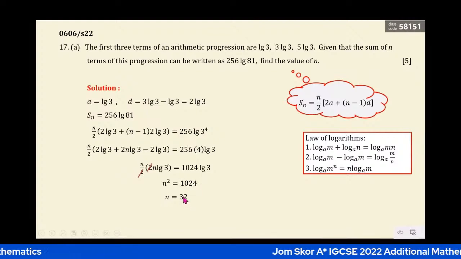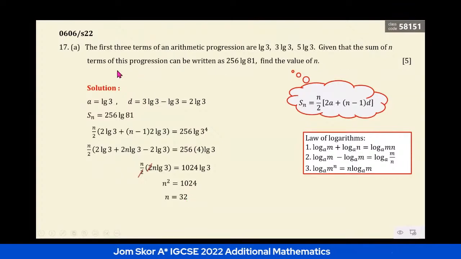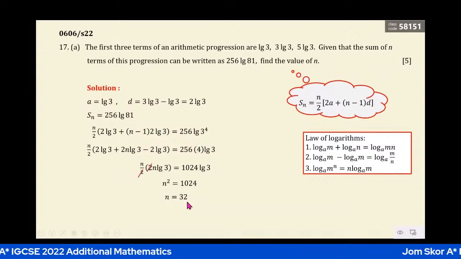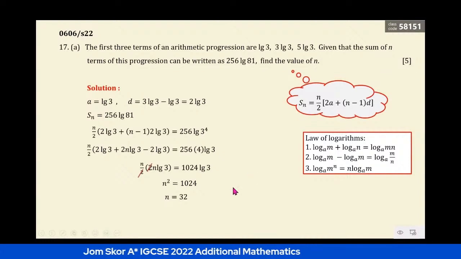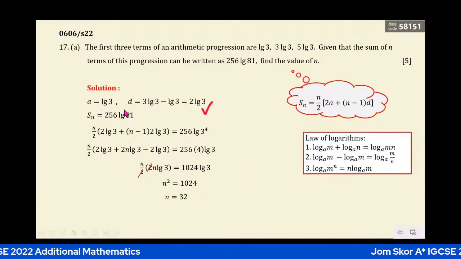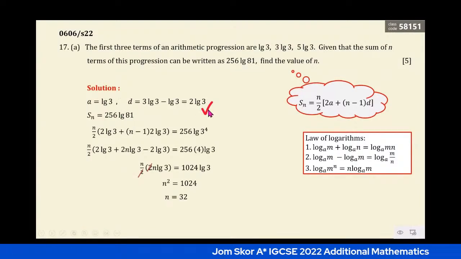You don't need to consider the negative part because n is the number of terms. So bila the number of terms memang takkan ada negative value lah. Okay, so n is equal to 32. Alright. Okay. So 5 marks will be given. Alright, so 5 marks dekat mana 5 marks? When you find D. Dapat je nampak je D, seen or implied. Kita bagi je 1 markah.